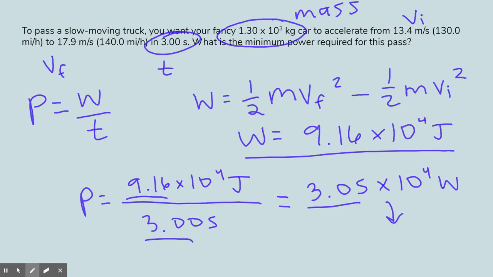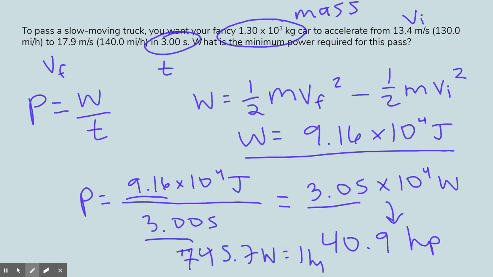If I want to convert this into horsepower, and I provided that information to y'all in the previous video, it would be 40.9 horsepower. And if you have forgotten that information, I'll put it down below just so you know. 745.7 watts is equal to 1 horsepower. Okay, so there is our final answer for power. You could leave it in watts or horsepower. It doesn't matter to me. Obviously, if it's a quiz or a test, you would want to look at the answer choices.